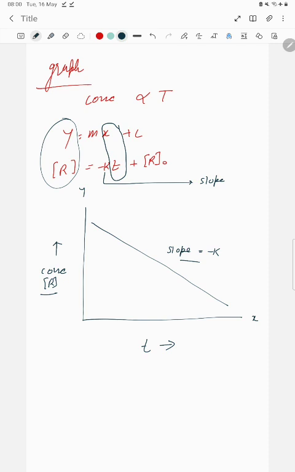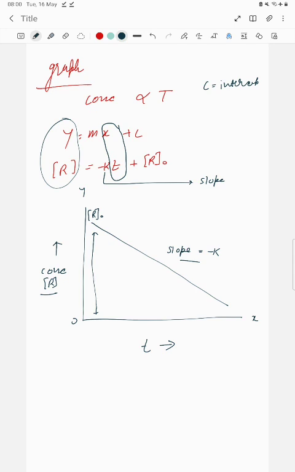Now the other term which you can see is the intercept, because c is the intercept. So the intercept will be R naught. This total from 0 to this position is called the intercept. So this is all about the graph for the zero order reaction.